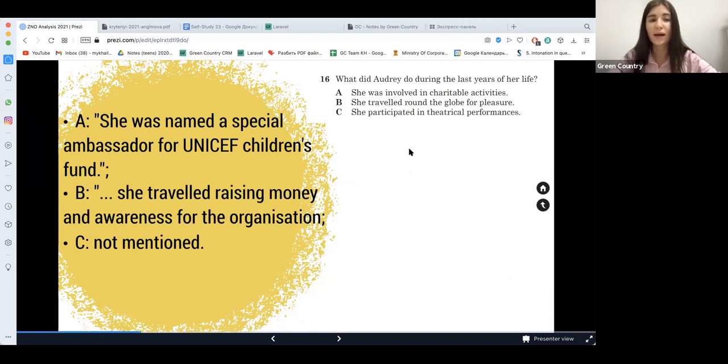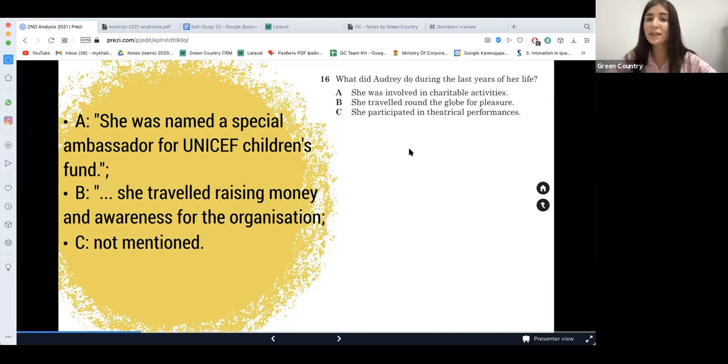So, as I mentioned, she was involved in UNICEF, so it's obvious that it's charity. So she was involved in charitable activities. It's A. Why can B not be right? Just because she really traveled around the globe, but she didn't travel around the world for pleasure, but for raising money and awareness for this UNICEF organization.